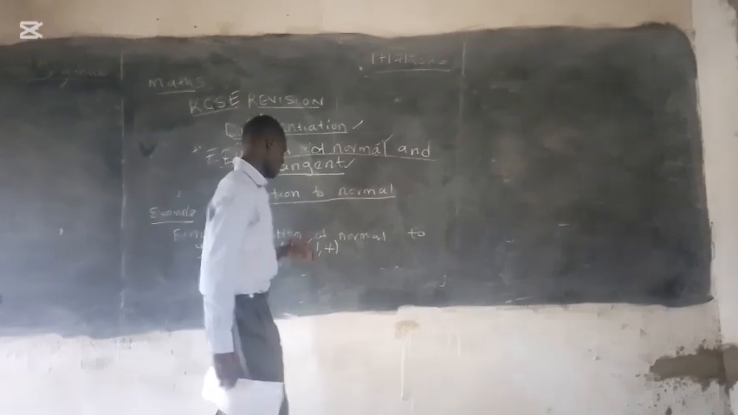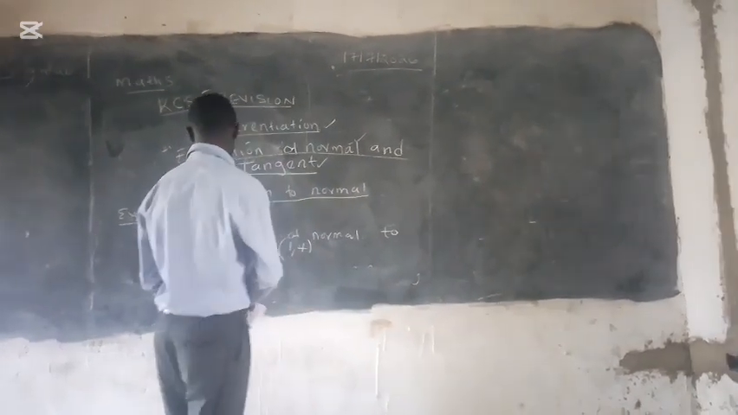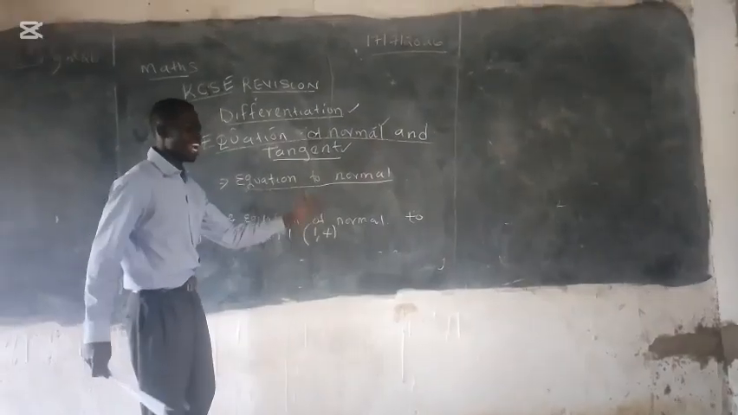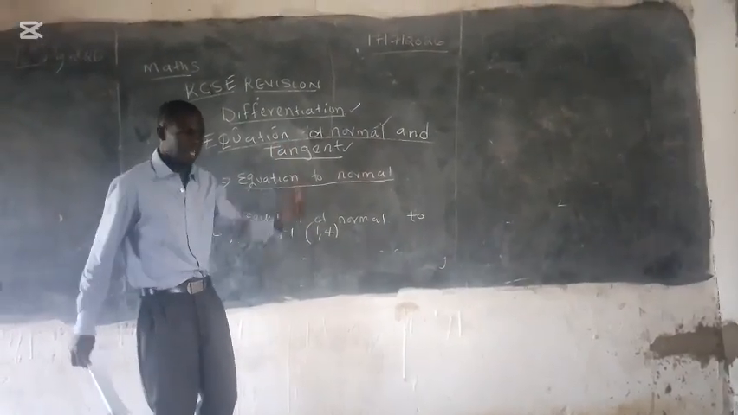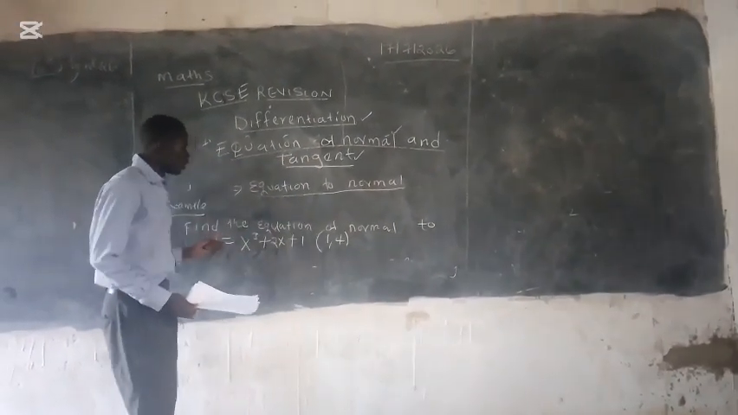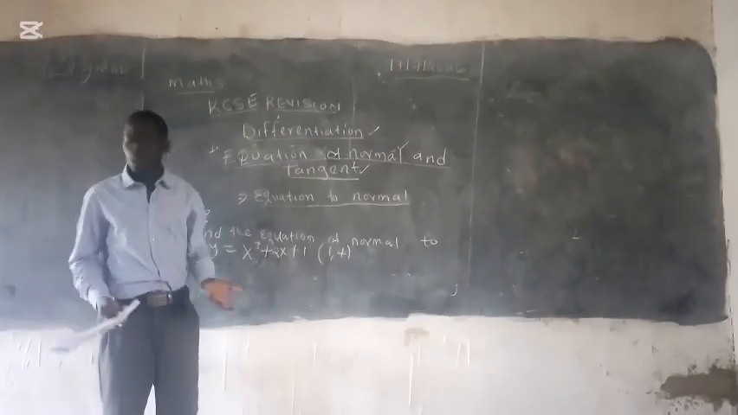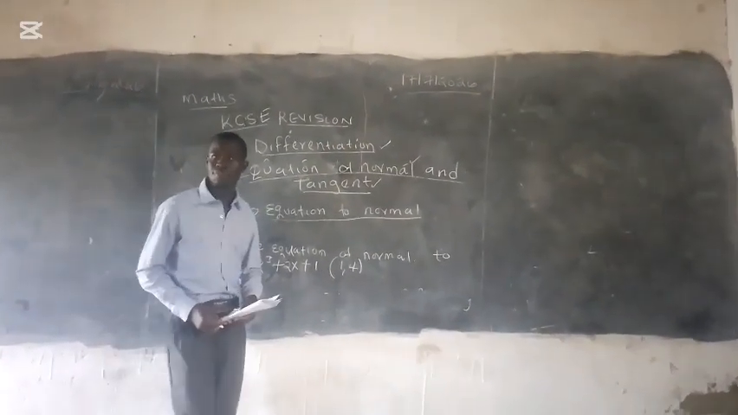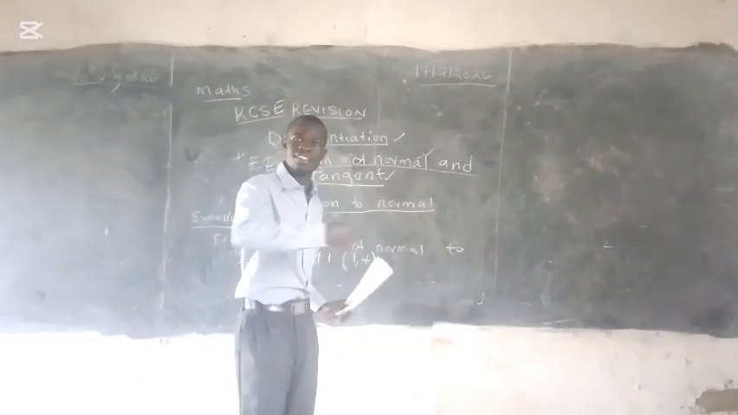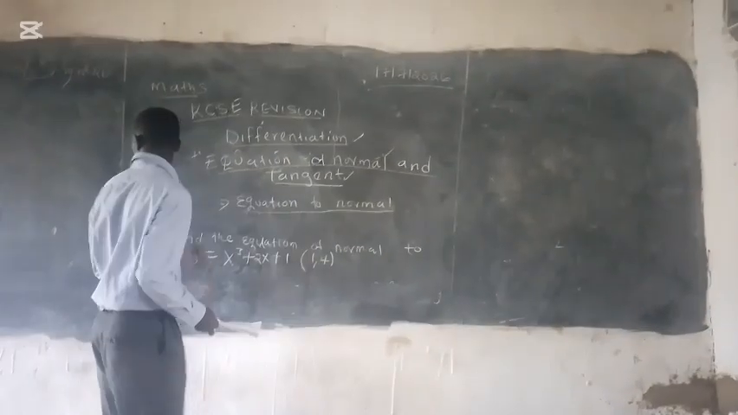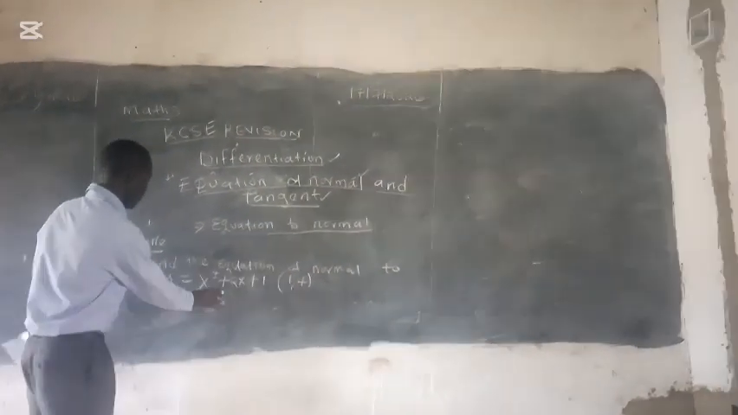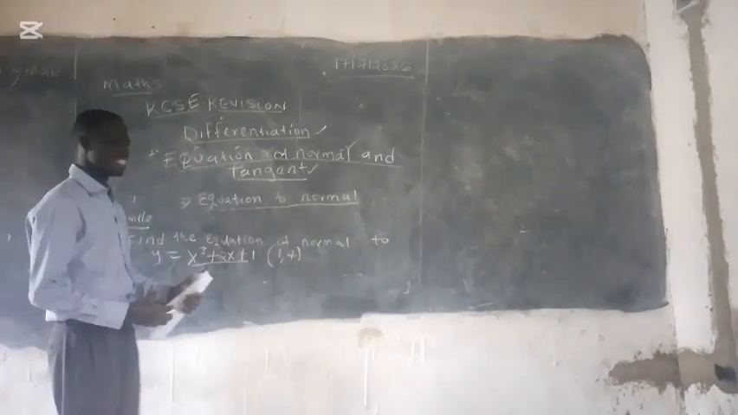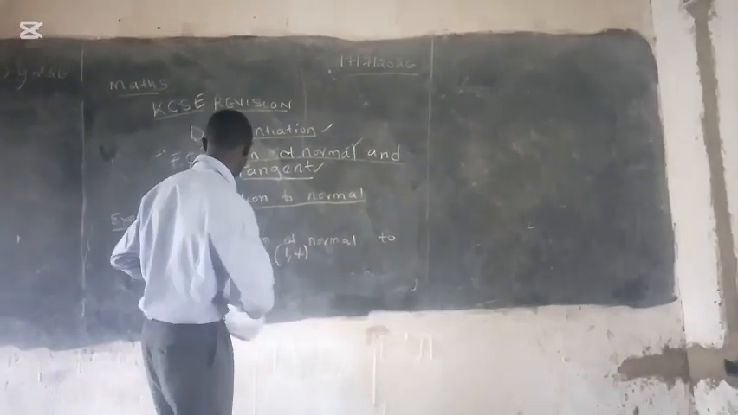Dear students, let us move together. Now, here remember, if we have a point and a gradient is when we can get an equation. And here we don't have a gradient. We only have a point. And what we are being told here is that this equation is normal to this. So what are we supposed to do here, students? We differentiate this equation to get what we call a gradient function.